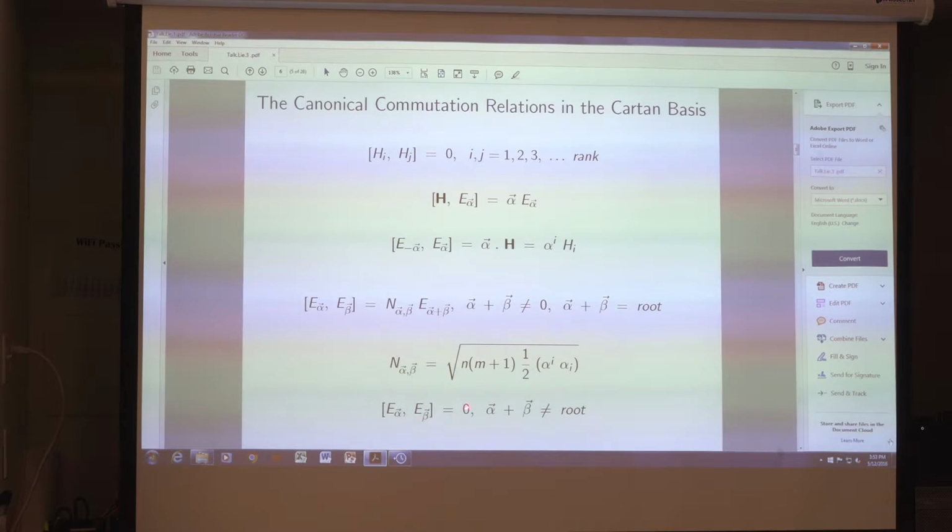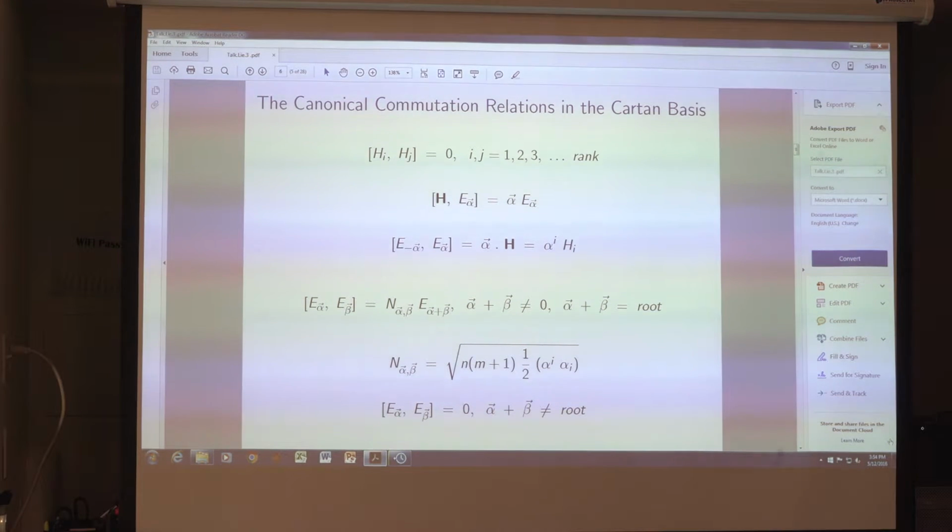And then of course, the commutator will be 0 if the sum of these vectors, alpha plus beta, is not a root, and not 0 if it is a root. So that's N times n plus 1? Not n plus 1. Here, these are just integers. I will tell you in a minute what these integers are. Capital N is like the structure constant, and little n and little m are just integers.